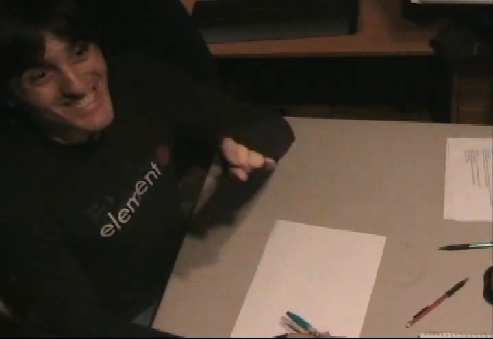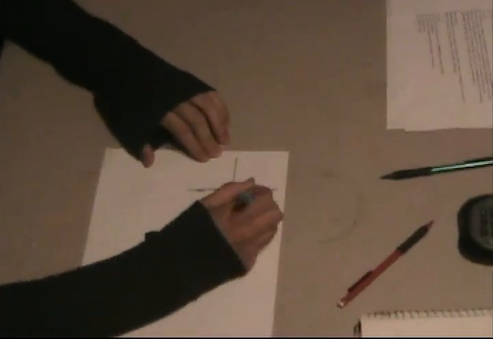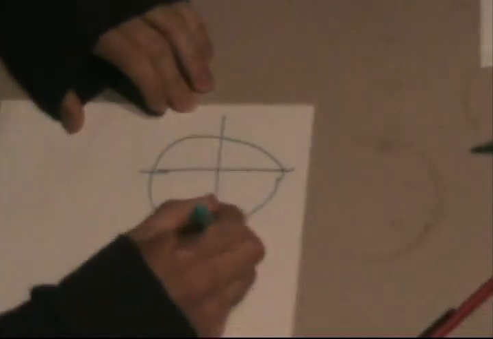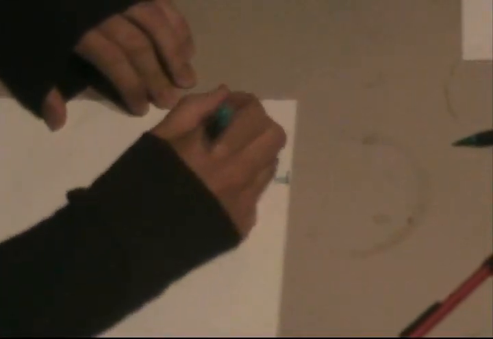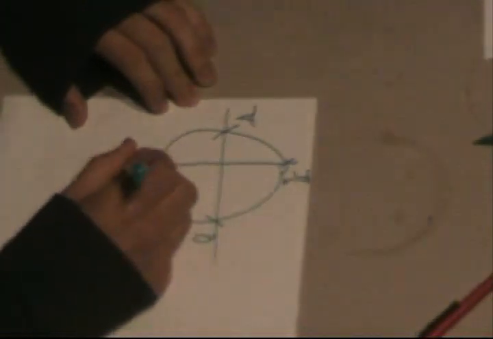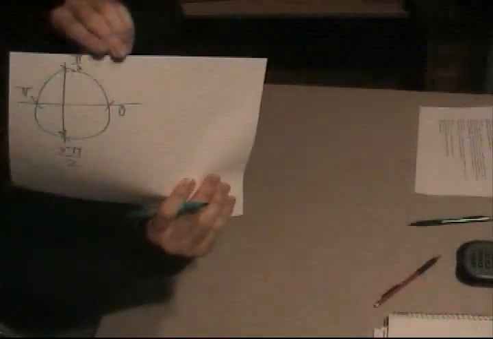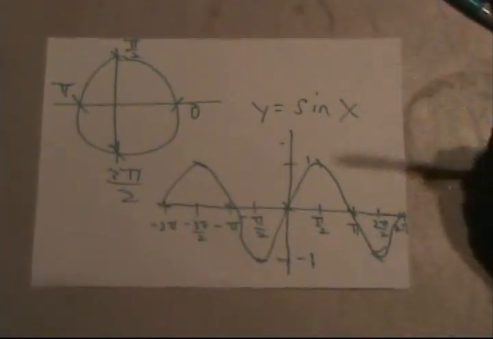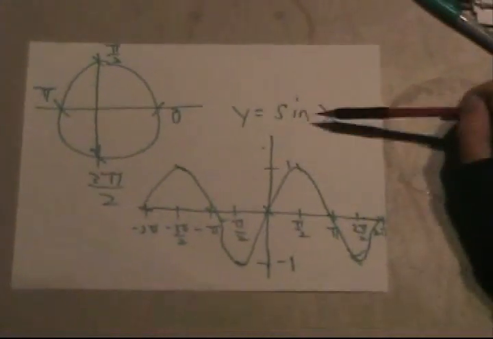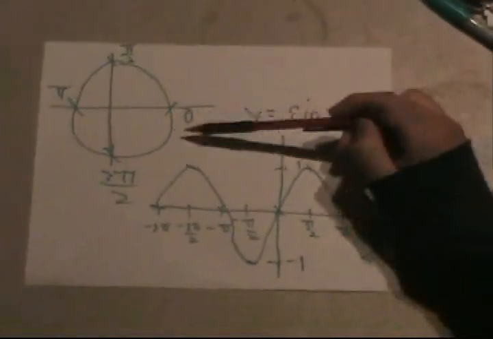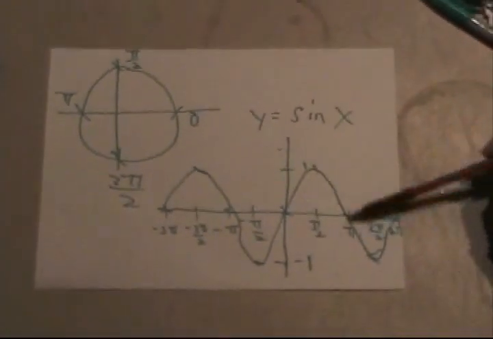First, I make a unit circle. I draw a circle, and I plot the points 0, pi over 2 radians, pi radians, and 3 pi over 2 radians. Like so. To begin this poster, I just graph the basic function of y equals sine of x. Now, as you can see, the points on the unit circle correspond to the coordinates on the sine graph.